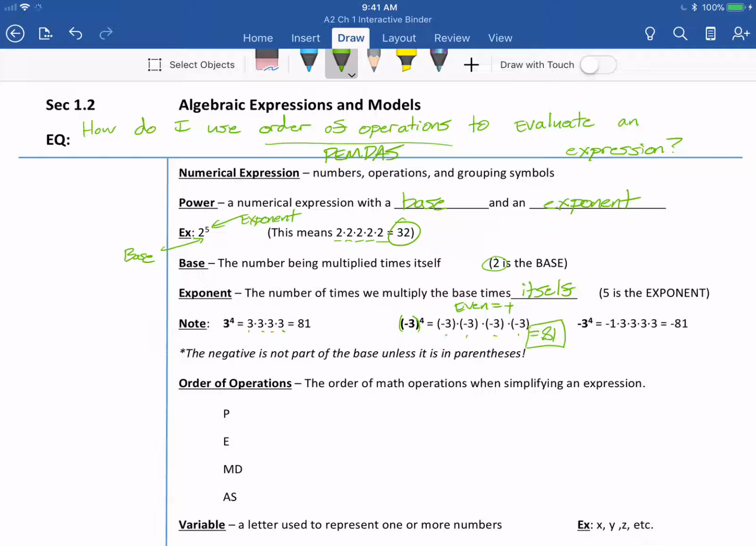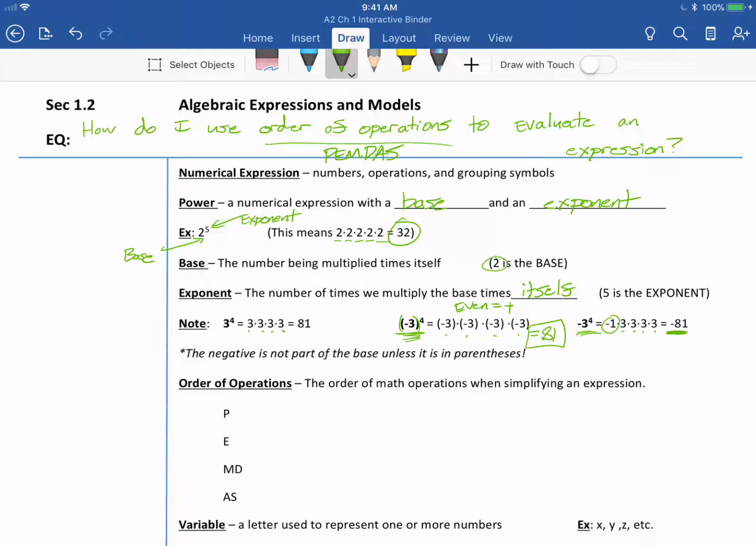But now if I look at negative 3 to the 4th power, no parentheses, do you see the difference? That's going to be 3 to the 4th power first, so it's 3 times 3 times 3 times 3 times a negative 1, which gives us negative 81. So you've got to know the difference. Is it in parentheses? Is it not? That makes a difference.